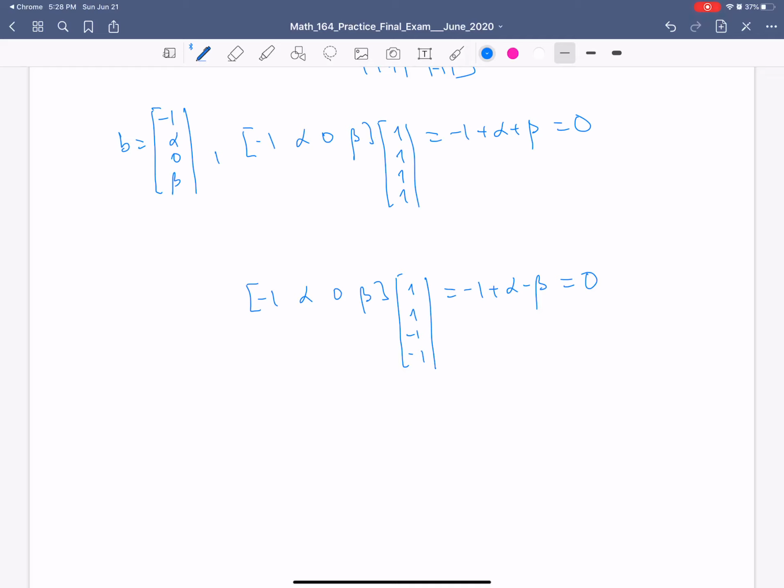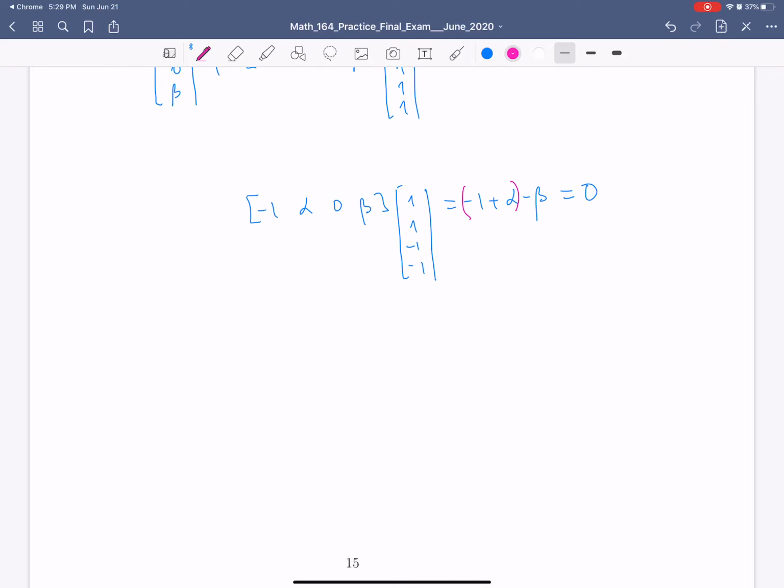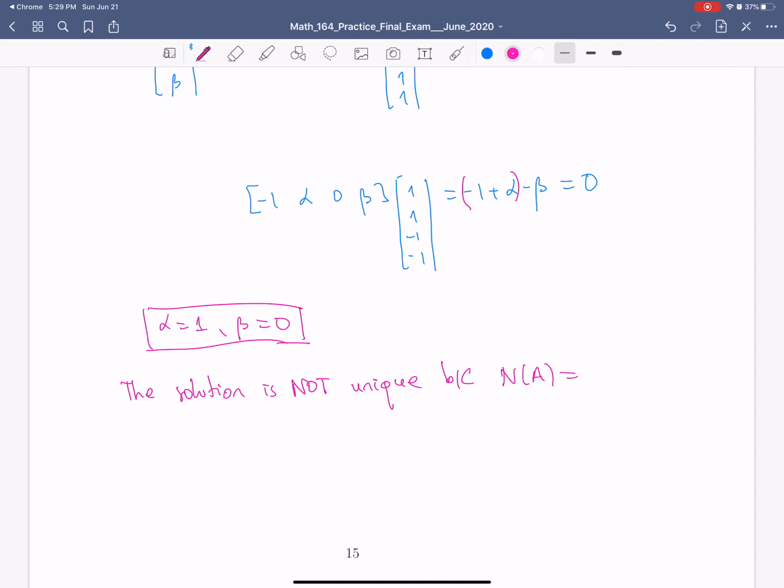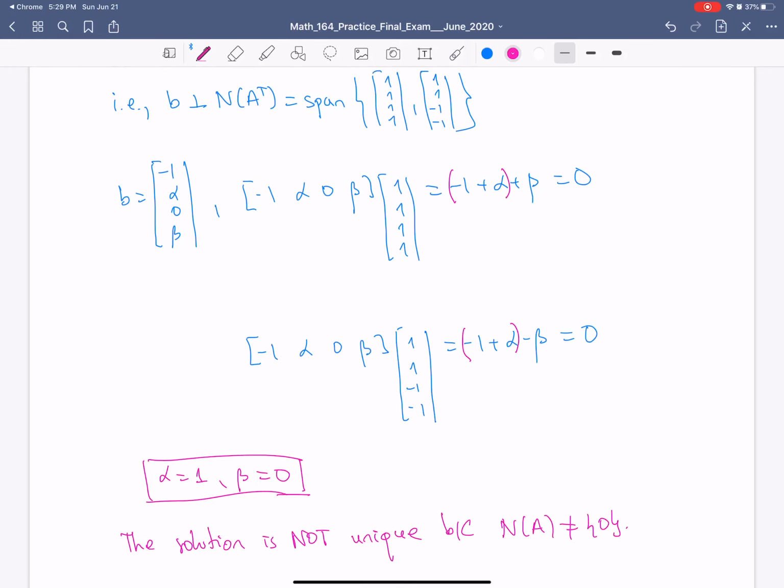You can solve this system however you like. I will just point out that you have negative 1 plus alpha equals negative beta, and then negative 1 plus alpha equals beta. Or you could just add these two equations up, and you will see that beta disappears, which tells you that minus 1 plus alpha must be 0. And therefore beta must be 0. So however you want to solve this system, alpha is 1, beta is 0 from those two equations. And we say the solution is not unique because, you have to tell me why, because the null space of A is not 0. So there is something in the null space, you can always make another solution.